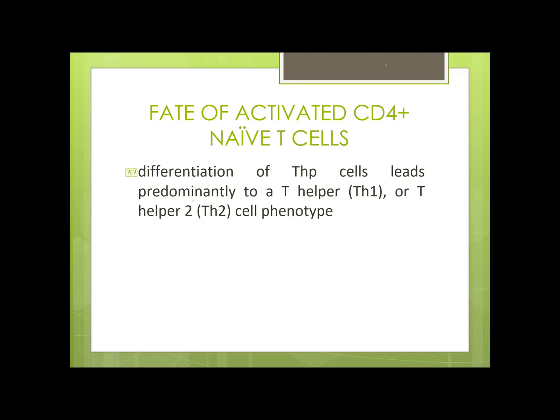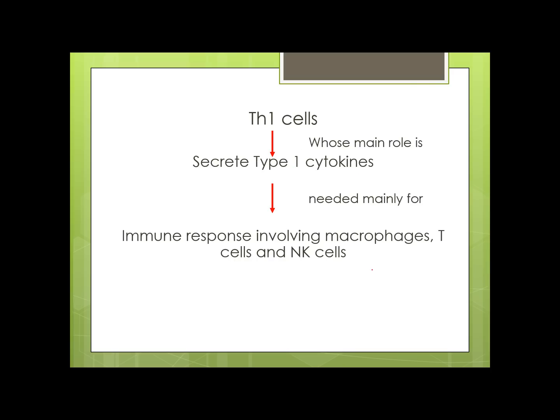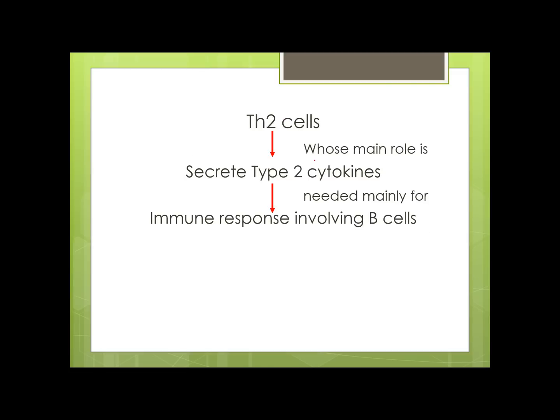Differentiation of THP cells leads predominantly to a T helper 1 or T helper 2 cell phenotype. So ito siya class. Activated T helper precursor cells will clonally expand. They would differentiate into your inactive or your naive T helper intermediate cell that will further differentiate into T helper 1 or T helper 2. T helper 1 will secrete type 1 cytokines for immune response involving macrophages, T cells, and NK cells. Then your T helper 2's main role is to secrete type 2 cytokines, which are needed mainly for immune response involving B cells.